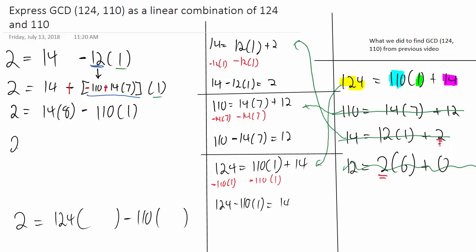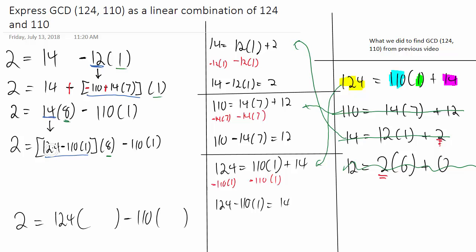I'm just going to keep carrying the 2 down. So replace this 14 with 124 minus 110 times 1. So that quantity, and then the 8 is still there. So this 14 is this thing right here, and then the 8 is that thing right there. And then minus, there's a 110 times 1 here.